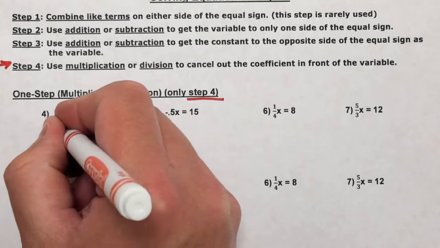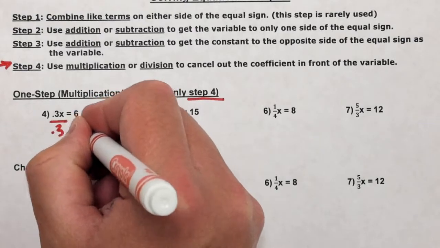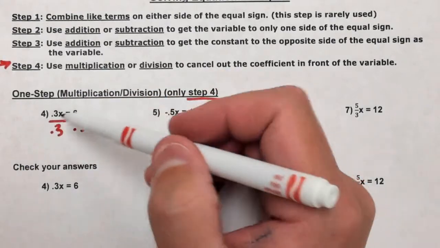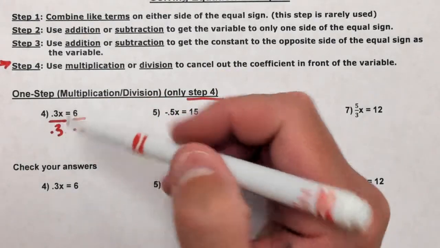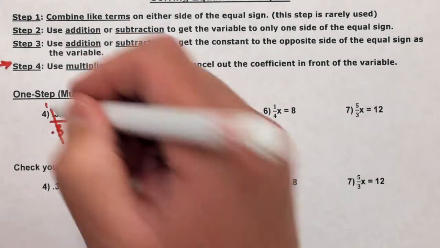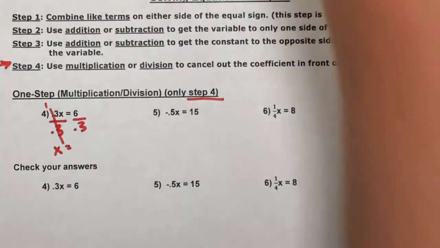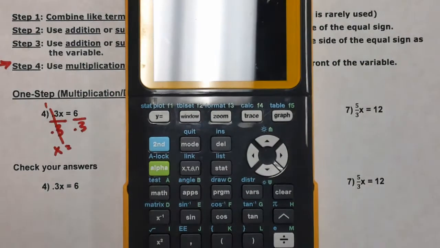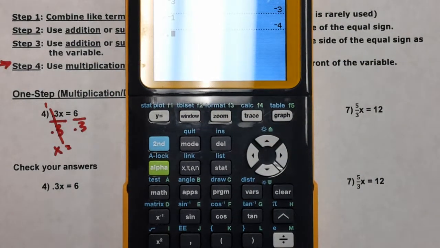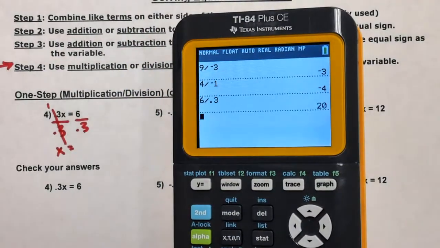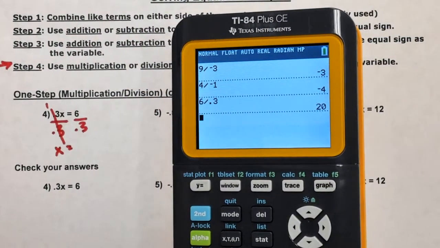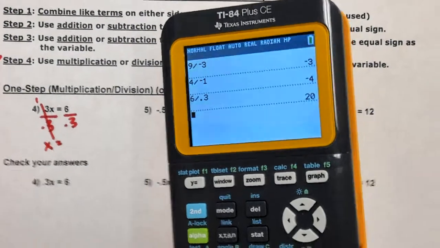You divide by 0.3. And what that does is it sets up a fraction where you have 0.3 over 0.3, and that simplifies out to be just 1. So we end up with just x on the left side. And on the right side, we have 6 divided by 0.3. And if I take 6 divided by 0.3, oops, the glare there, sorry, it'll get you your answer. So 20 is the answer in this particular case.